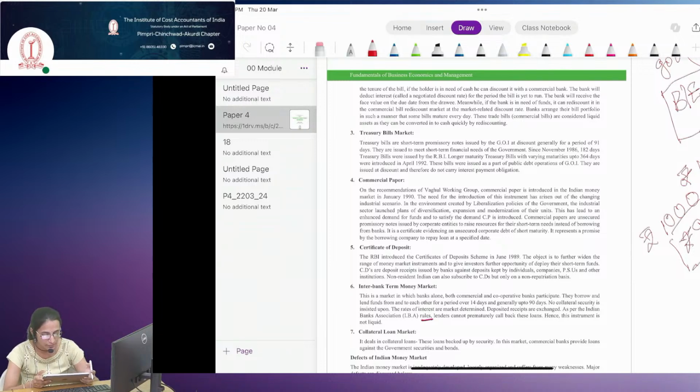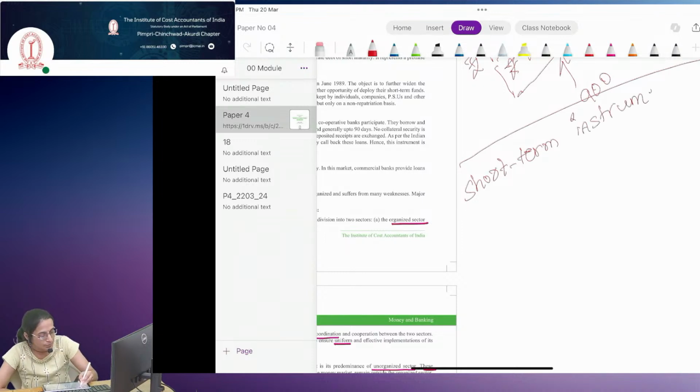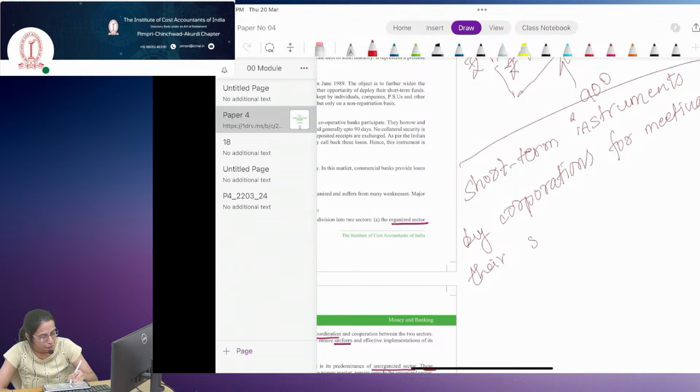What are commercial bills? Commercial bills, again, are a money market instrument. These are short-term instruments issued. Treasury bills were issued by the government, while commercial bills will be issued by the corporations, meaning companies, for meeting their short-term requirement of funds.